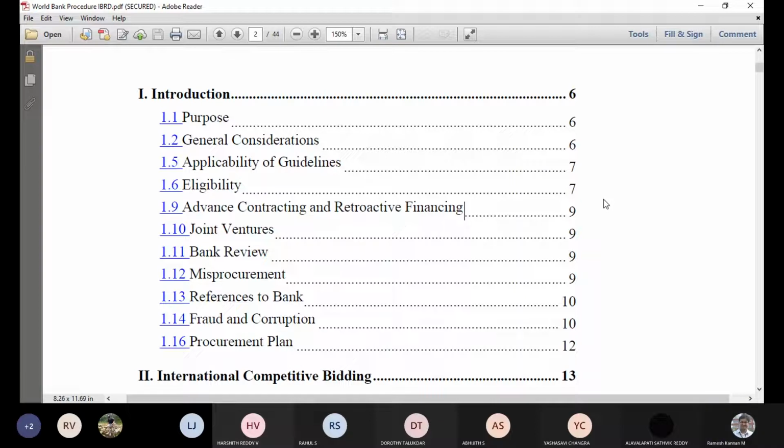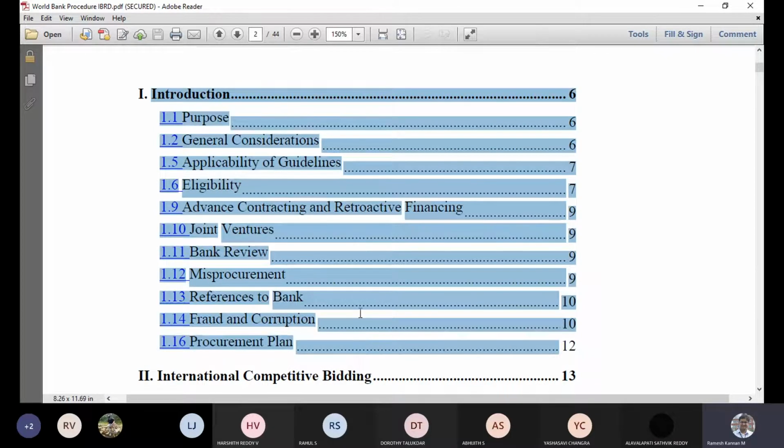that. And then bank reviews and misprocurement and reference to the bank, and very important here is fraud and corrupt practice. Even in our invitation for bidding, fraudulent practices and corrupt practices is a separate class. So even IBRD has the same class, right? And then the procurement plan. All these things come under the introduction to this guideline.